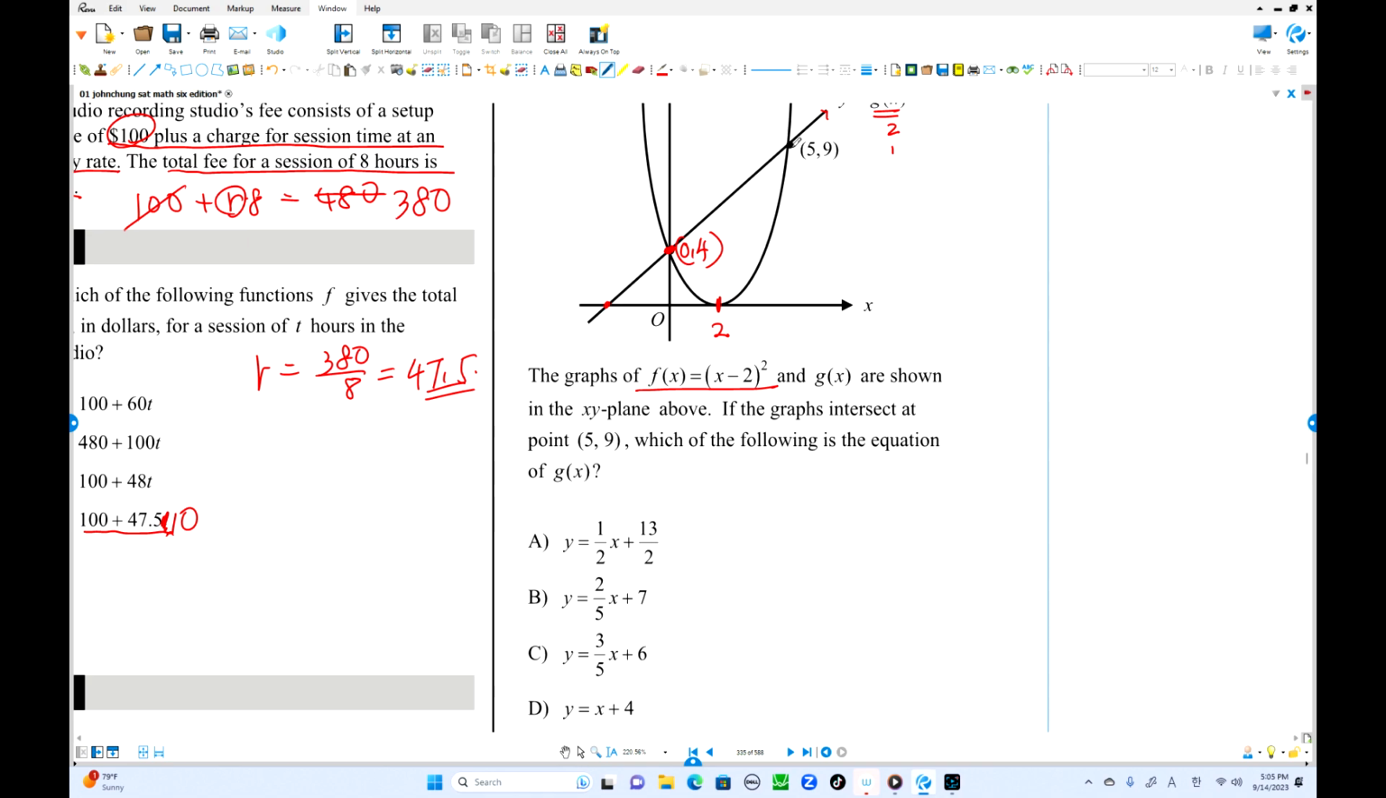From here, can you find the slope of this line? y2 minus y1: 9 minus 4, over x2 minus x1: 5 minus 0. The slope is 5 over 5, which equals 1. And the y-intercept is 4. So the equation of the line, g of x, equals y equals 1x plus 4, right? Choice D. And this is only 1. Slope is 1, okay?